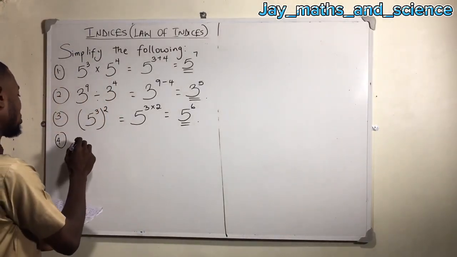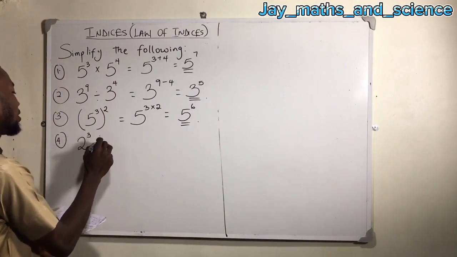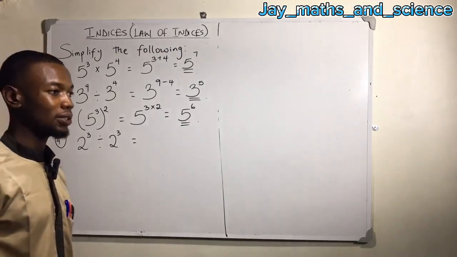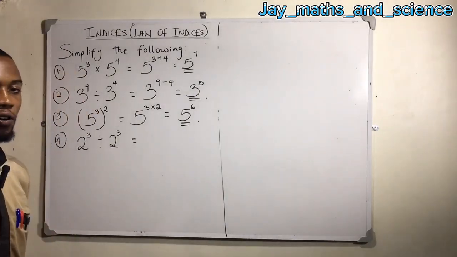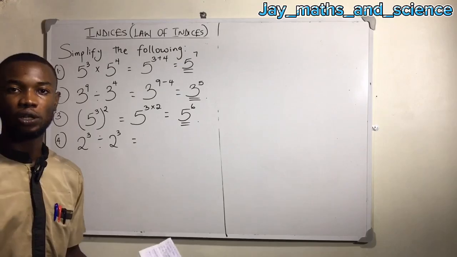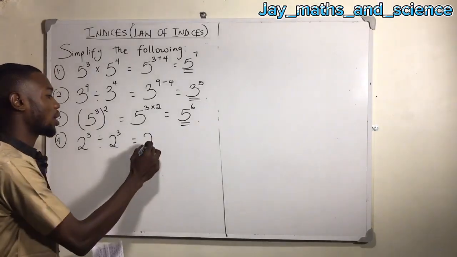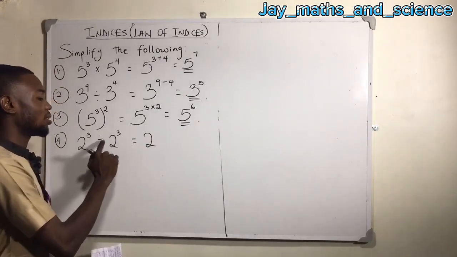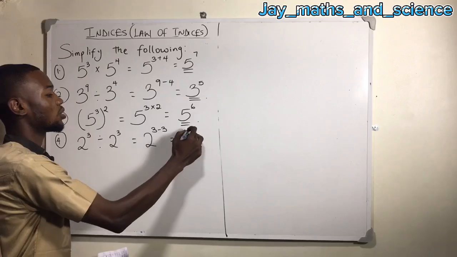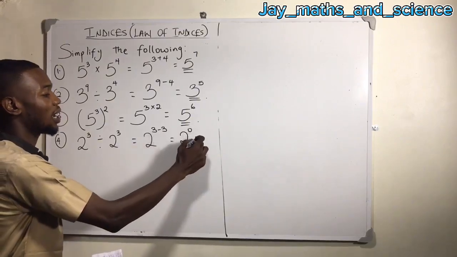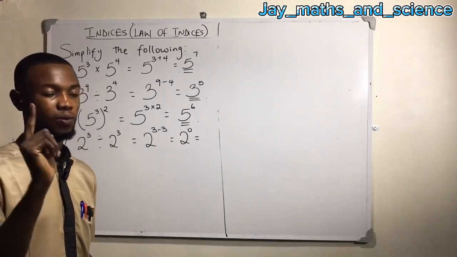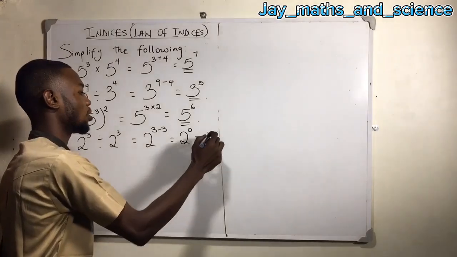Here we have 2 raised to the power of 3 divided by 2 raised to the power of 3. When solving maths questions and you come across this, of the same base and of the same power, the answer is automatically 1. So let's do it that way. We are going to pick one of the bases. Since it's division, we have 3 minus 3. And that's going to be 2 raised to the power of 0. 3 minus 3 gives us 0. And anything raised to the power of 0 in indices is 1. So we have it to be 1.